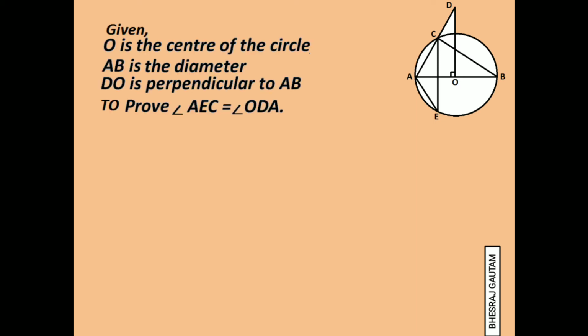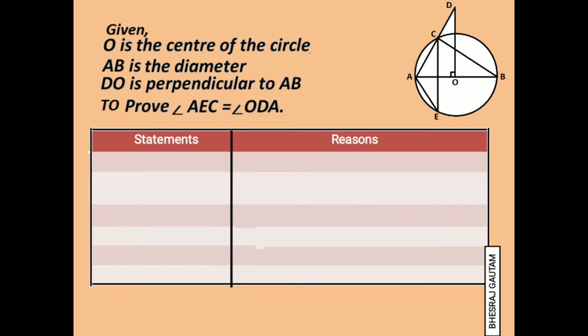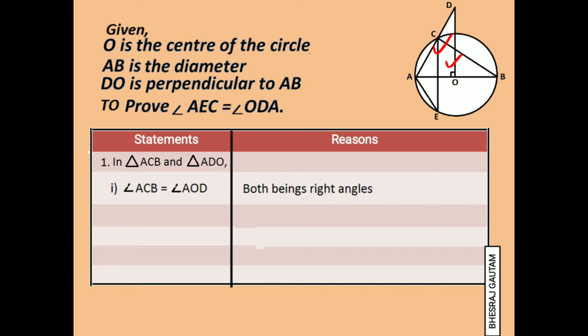As usual, we start our solution first by constructing the figure, mentioning the given conditions and statements to prove, drawing the statement reason table, and now observing the figure and comparing triangle ACB and triangle ADO, we can write angle ACB is equal to angle AOD. As both angles are right angles, here angle AOD is given 90 degrees by the question and angle ACB is 90 degrees because it is the angle made by the diameter AB on the circumference of the circle, which will always be a right angle, that is 90 degrees.